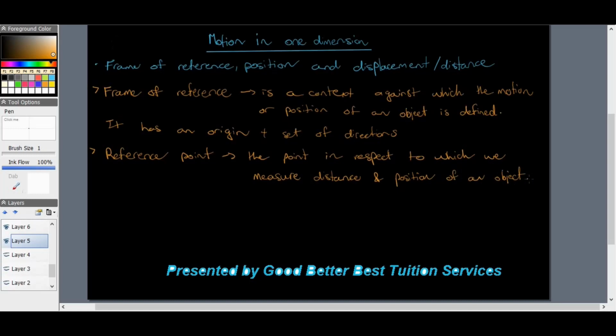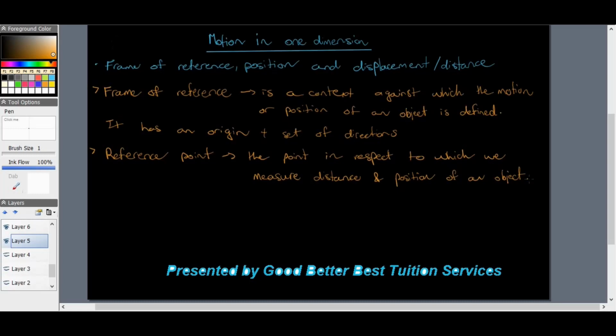Which moves into the next point, which is called our position. The position of an object is the point where the object is found at a certain point in time, and it is measured relative to a reference point. Thus it is a vector. So the position and reference point go hand in hand.